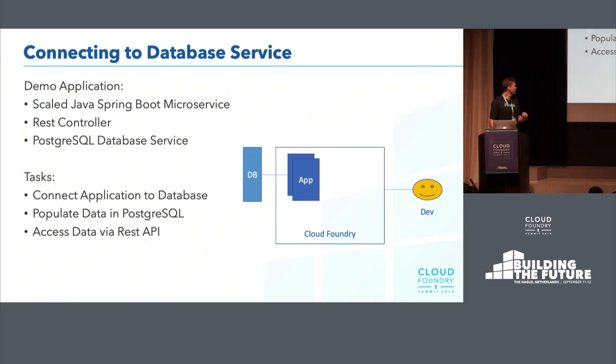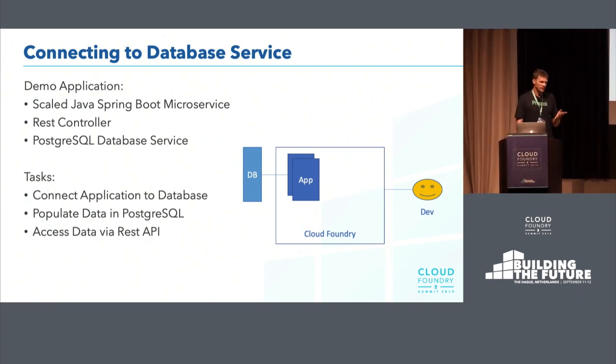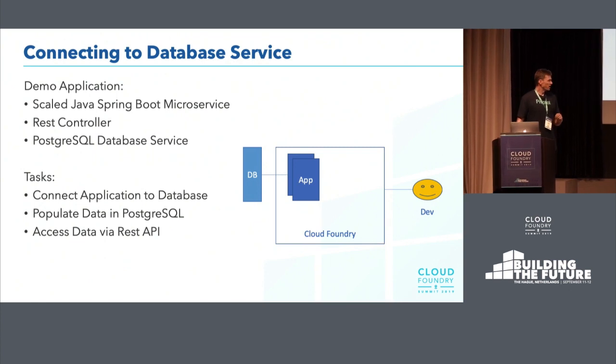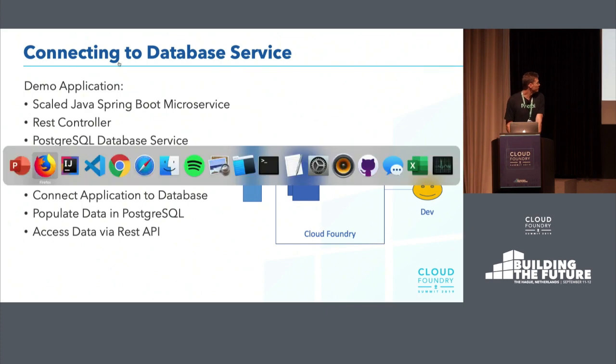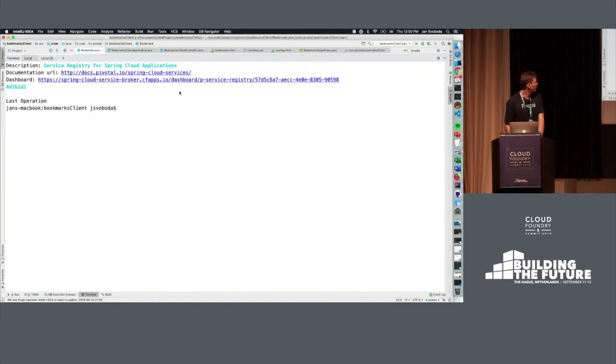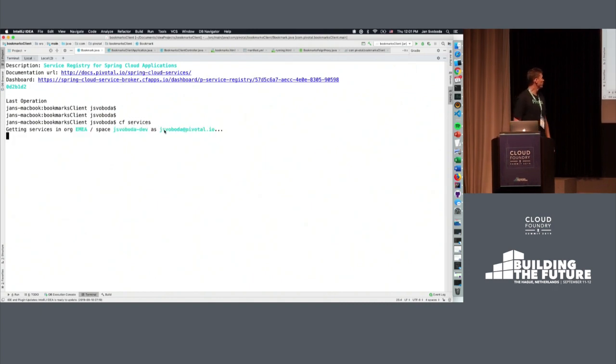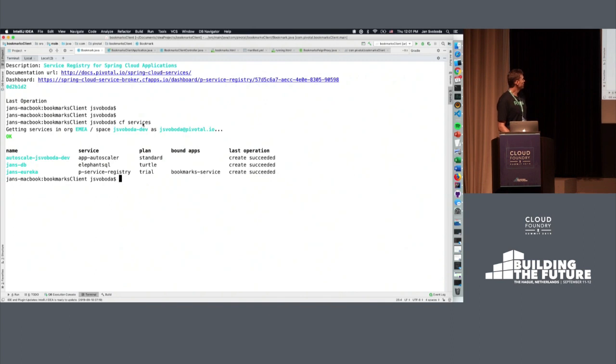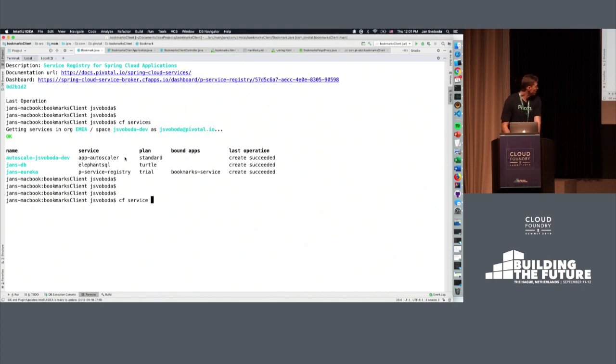So how I will do it, I will connect my application, and the application instances will automatically get the data from the Postgres database. The way I will do it is to look at the services that are running on the platform. I run the cf services command, and it will show me that I have a SQL service running here, and I have a service registry, and I have autoscale. So let's look at the cf service. Let's look at the database service.